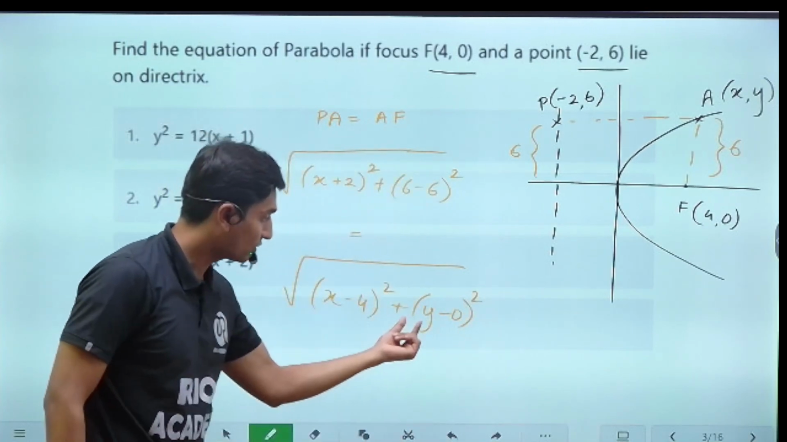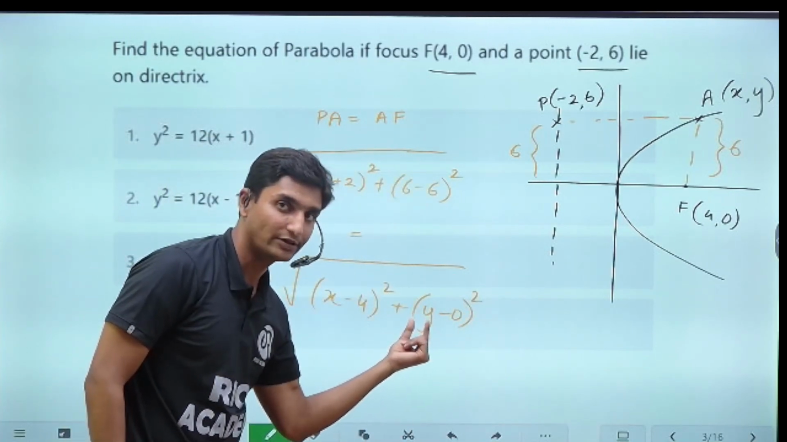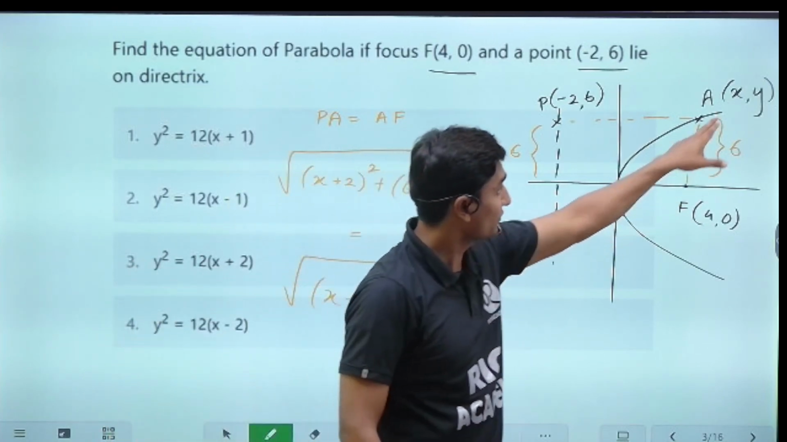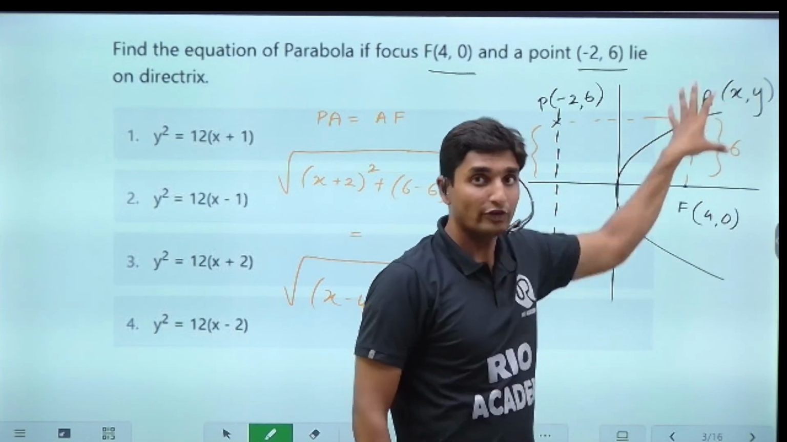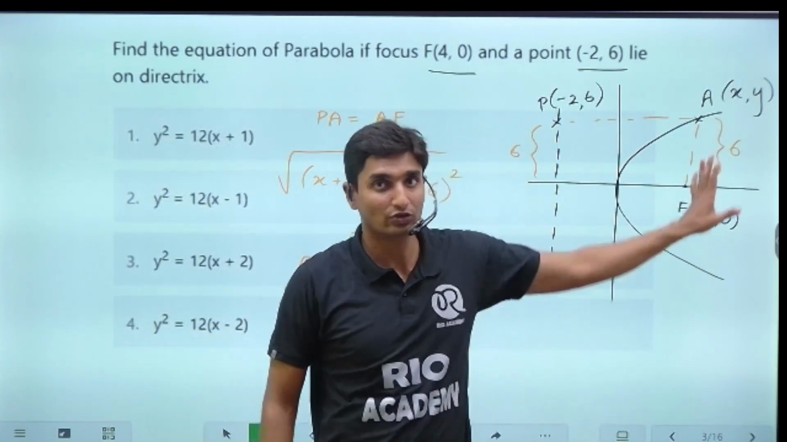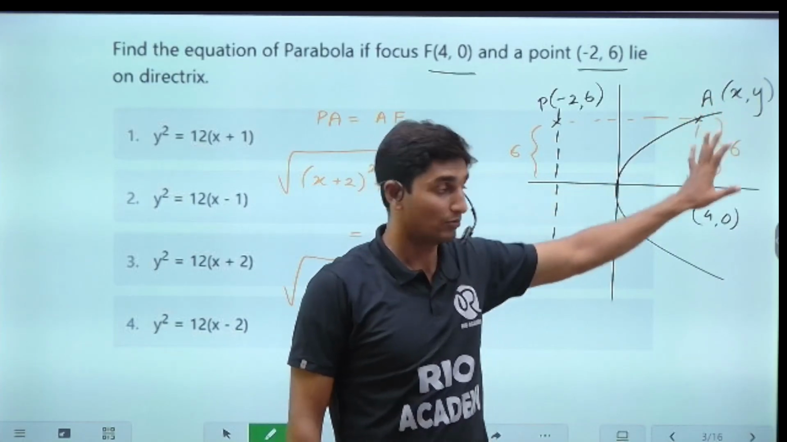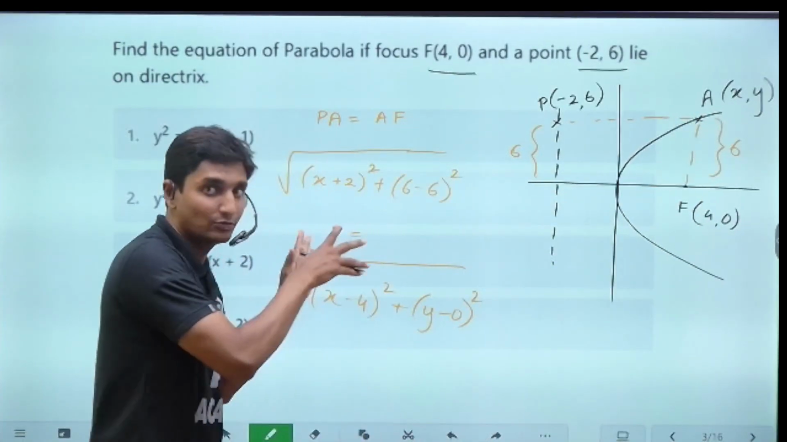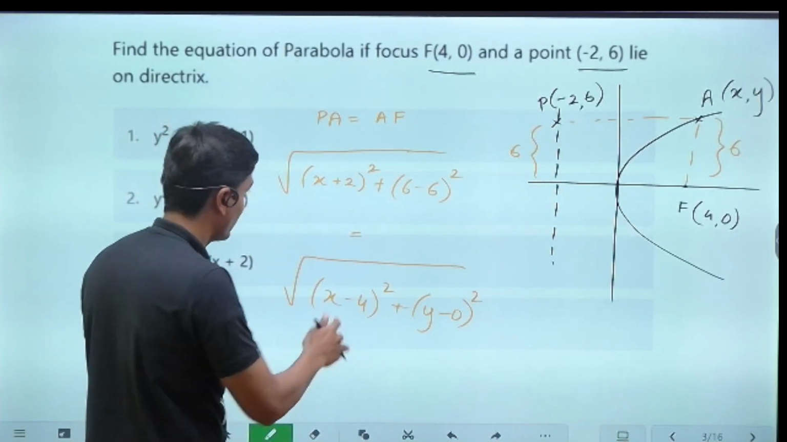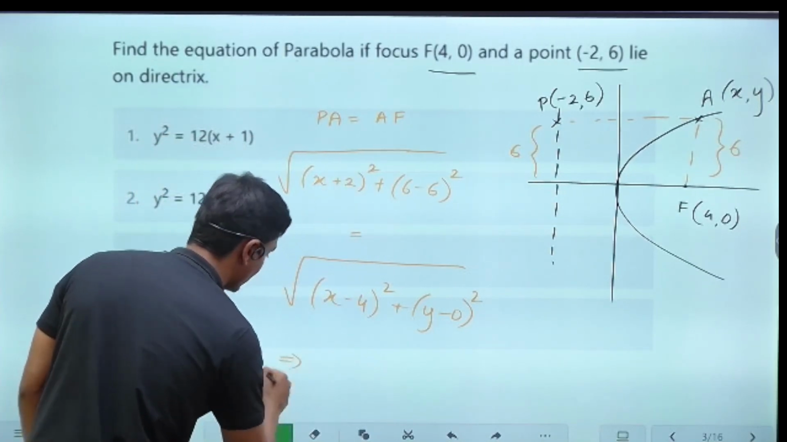Here we are not going to substitute the value of y, because with respect to this and this, we have to once again express them in a y square basis. We are not going to substitute that value here. Once we finish this particular problem, you'll understand it, and don't worry, I'll explain it once again. So square and square, they'll both get cancelled out.